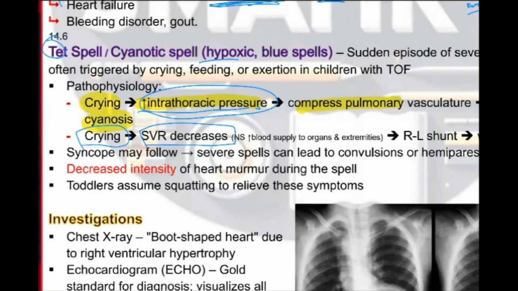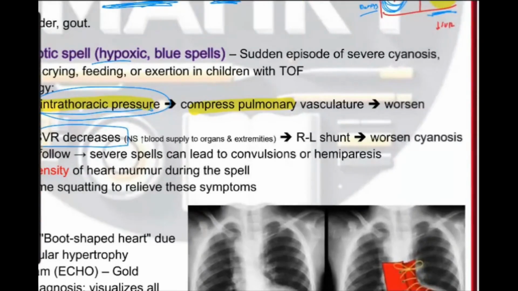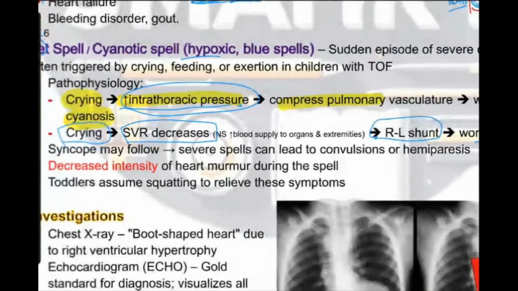Meaning all the main arteries will get dilated. Vasodilation occurs. That will favor this shunting. And because of this shunting, deoxygenated blood will be more. This will further worsen the cyanosis. Okay, everybody followed?